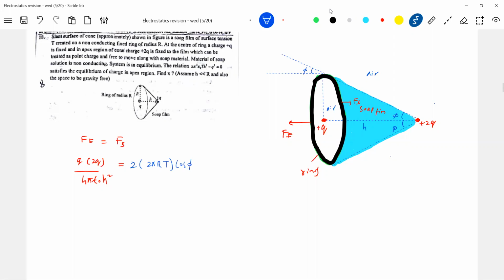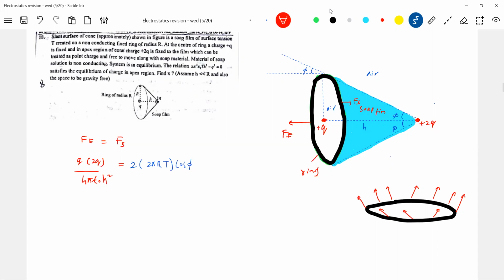Anybody, why will that cos phi come? It is the component of that particular force. If there's a ring, the force due to surface tension will be like this, where it will make an angle. In exams, I don't think you get any help even from the diagram also. You should be very good at making a guess of things. I'm making it clear.